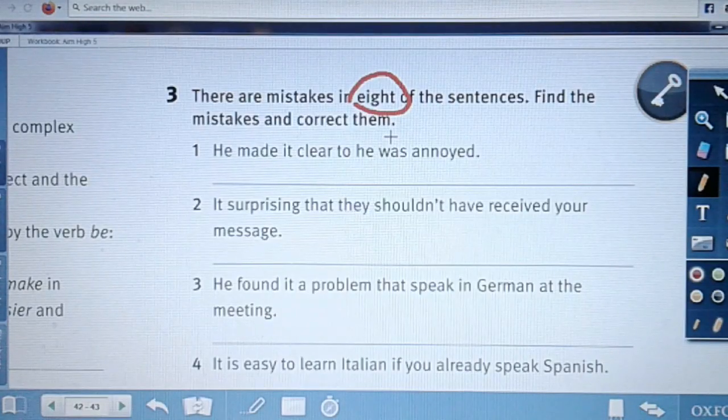After finishing part 2, now take a look at part 3. There are mistakes in 8 of the sentences. Find the mistakes and correct them. I'll give you an example. Take a look at number 1. He made it clear too he was annoyed. Can you see the mistake in this sentence, or is it the correct sentence?